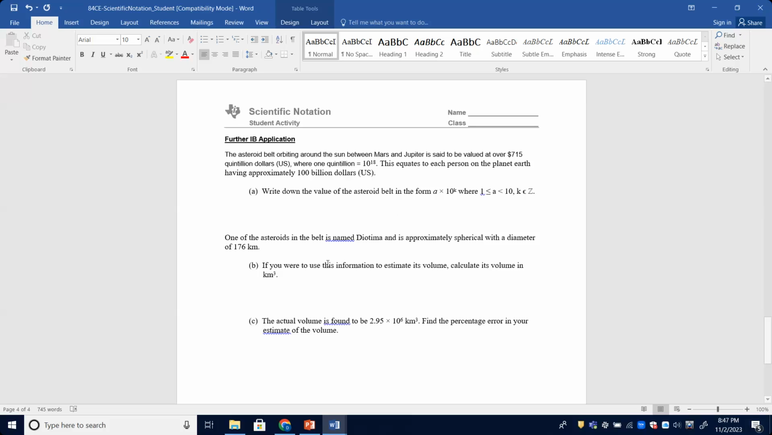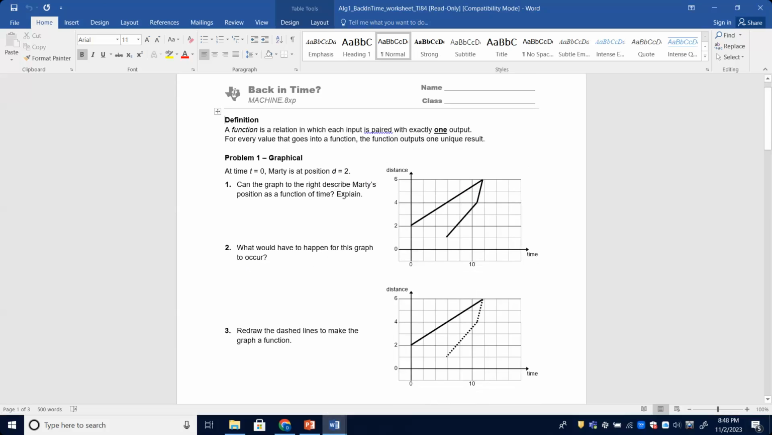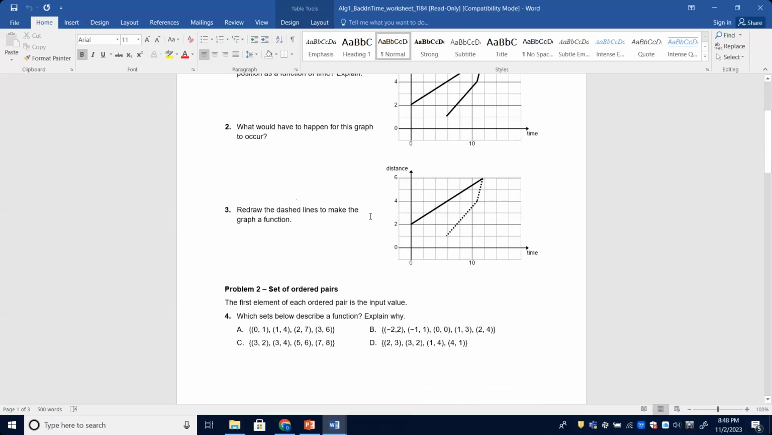So that's what my job is, to turn something that is not a bad activity, it's something useful, and just streamline it and make it look like something that will associate better with our IB classes. So this one, back in time, it's a function machine. It's showing the students what is a function, what is not a function, and how we can change something to make it a function. We're going to add a little domain and range stuff in it. So there's a few things that we're going to add to make it look a little bit nicer and help us with our IB classes. So that's how I change things.